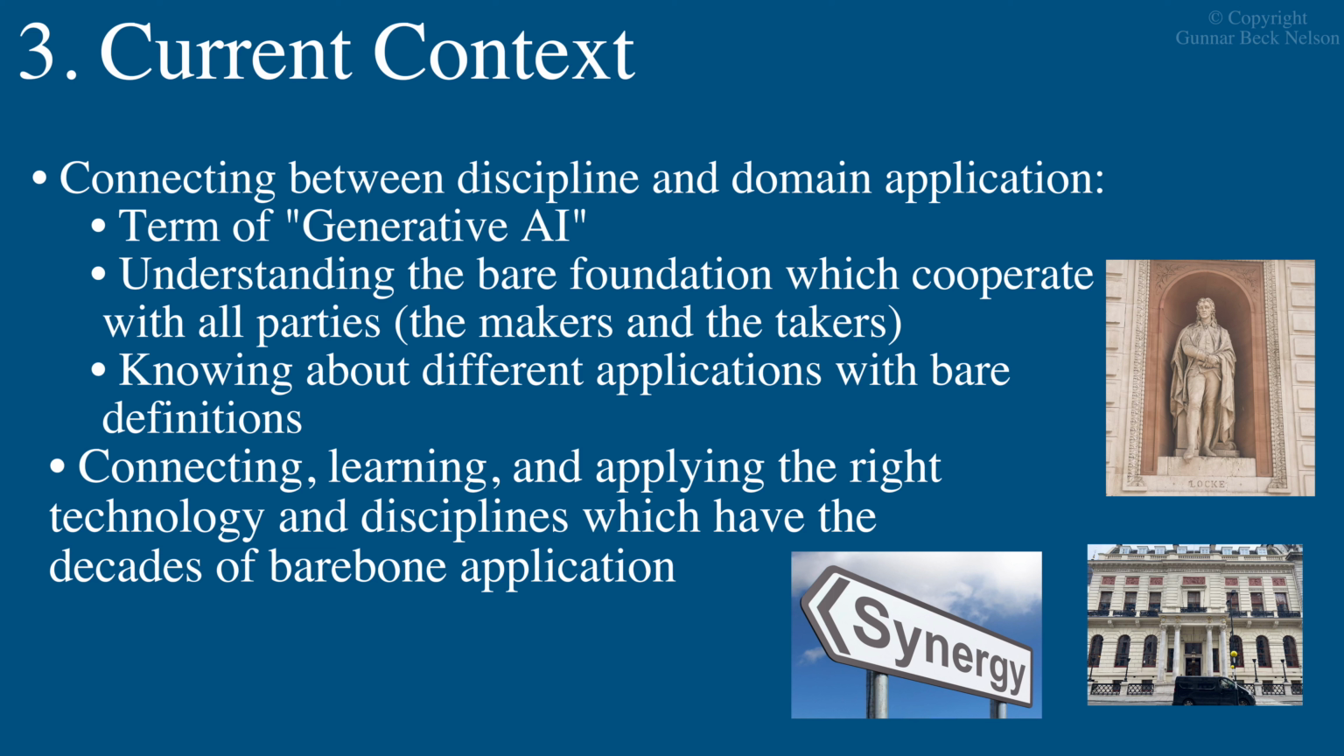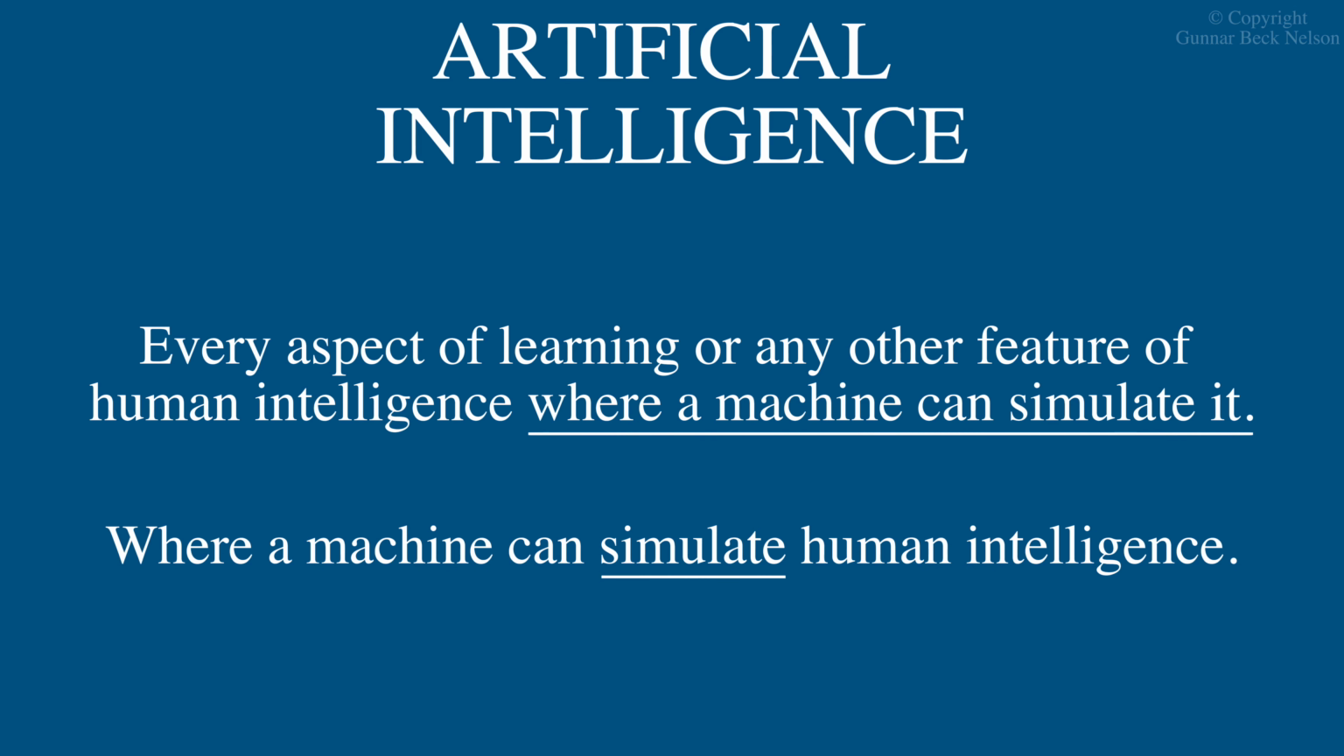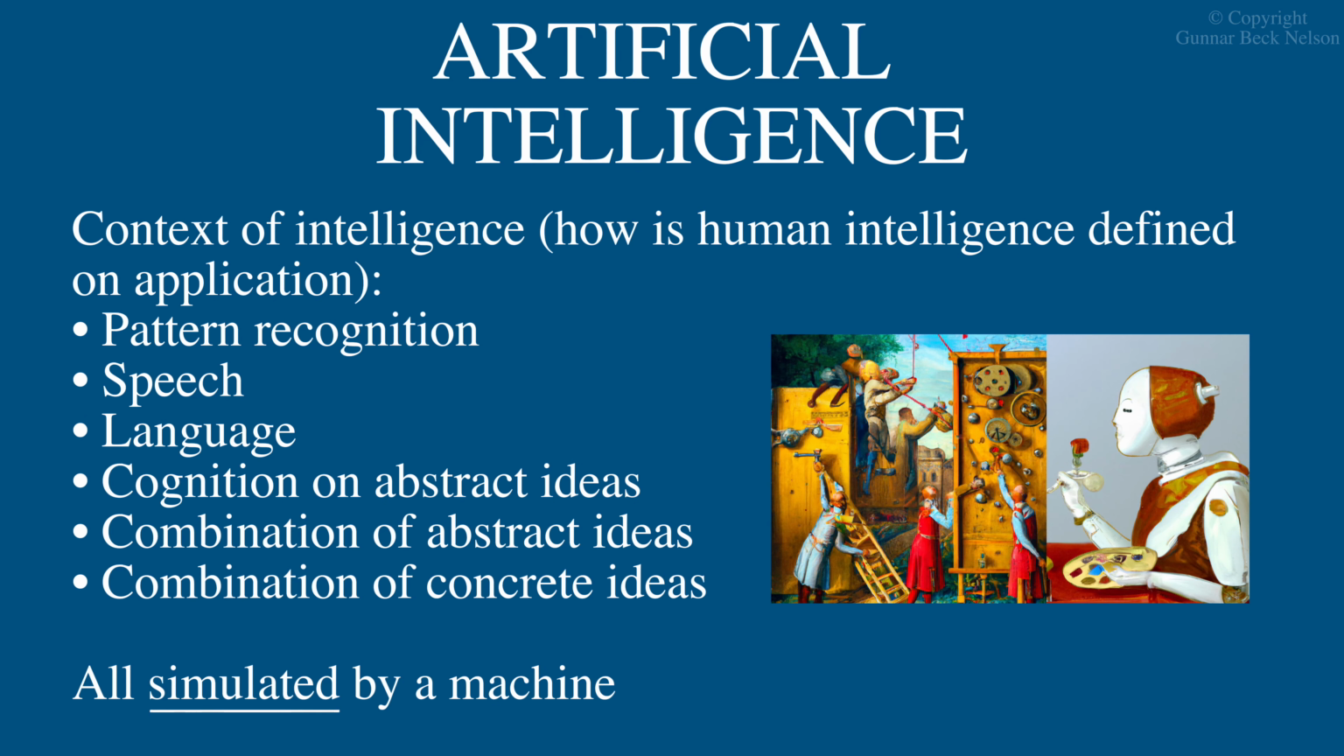When creating new applications of artificial intelligence, we must go back to the bare foundations of the people who established the field, where artificial intelligence is every aspect of learning or any other feature of human intelligence where a machine can simulate it. Well, what do we mean by the context of intelligence? Because human intelligence can apply on a broad range.